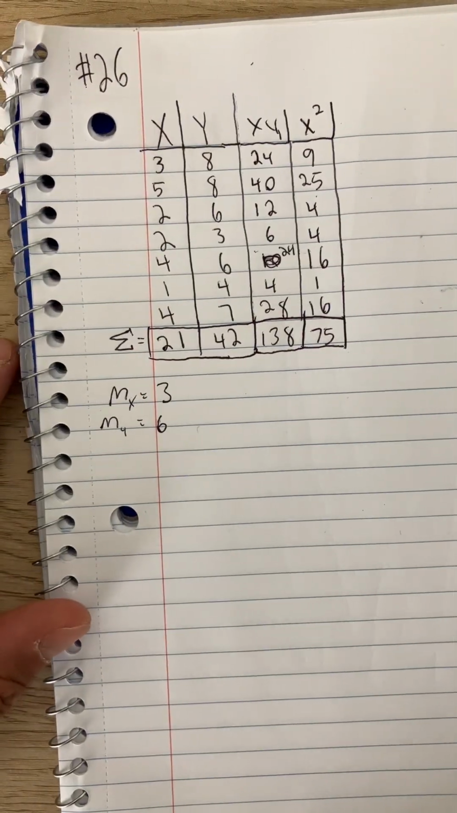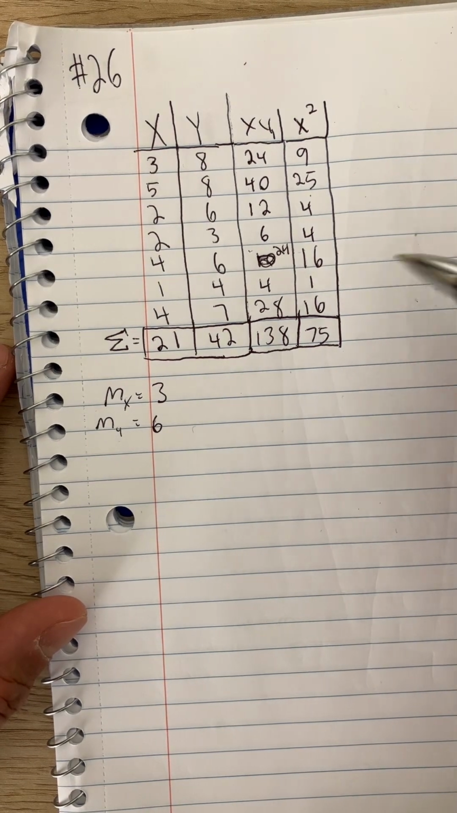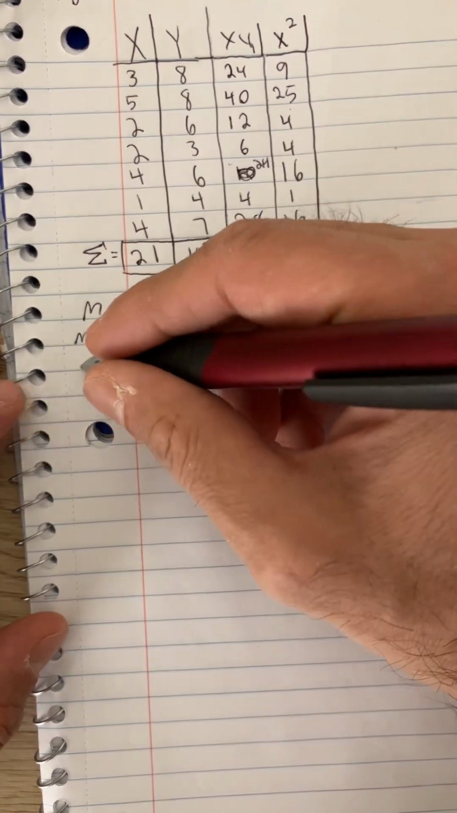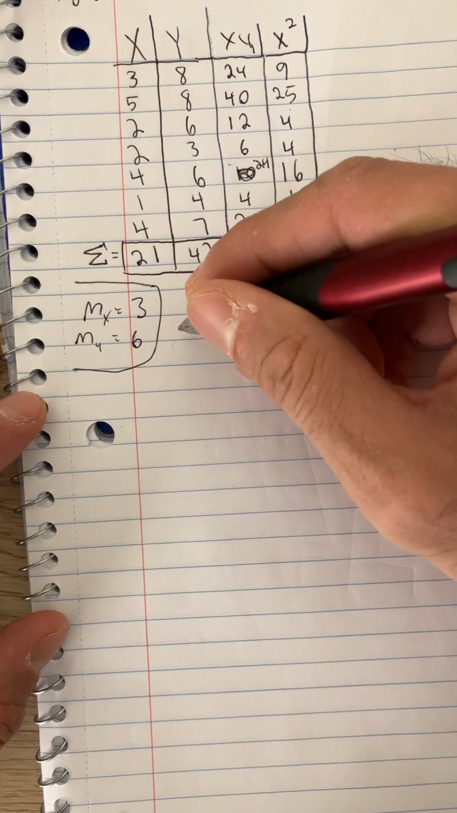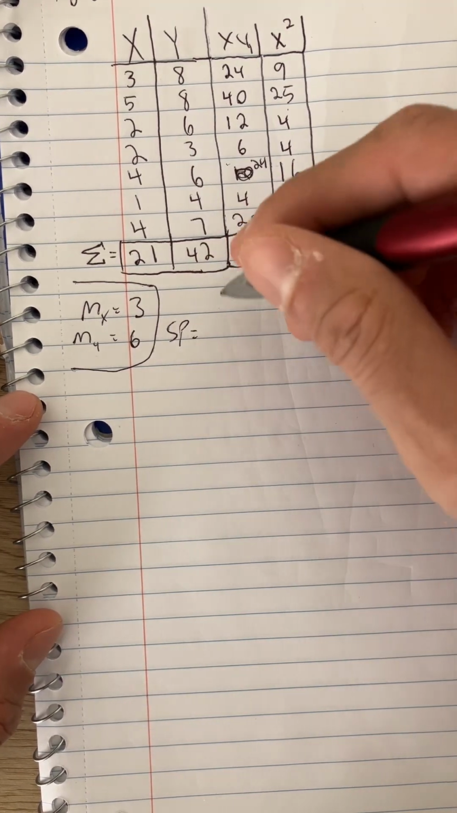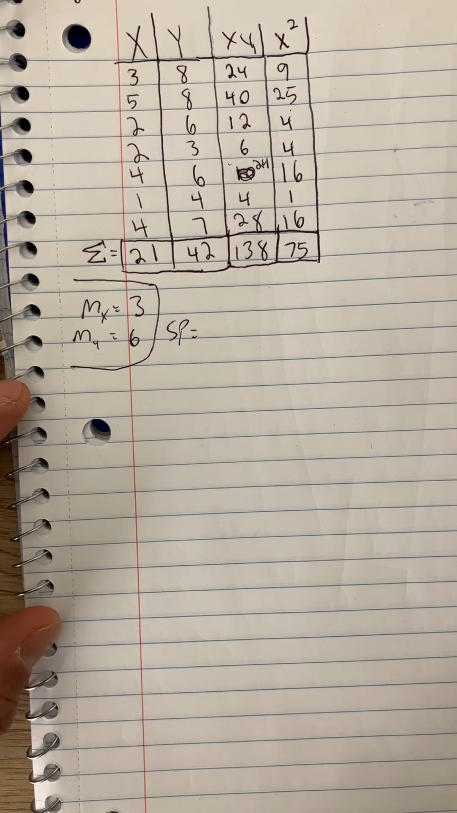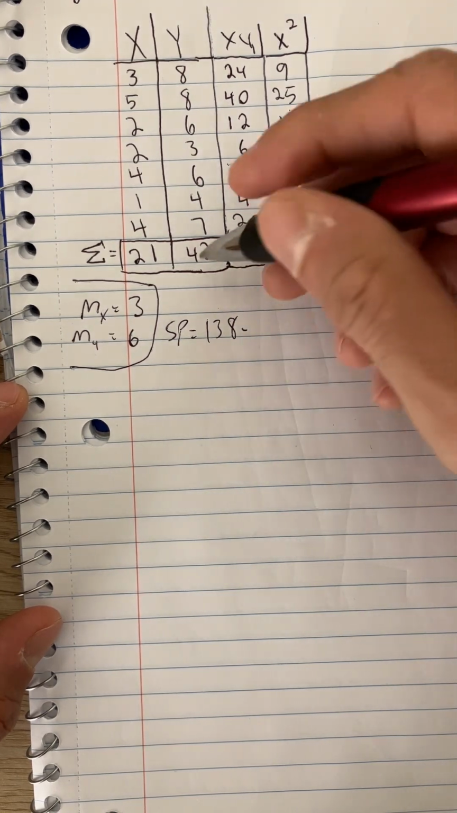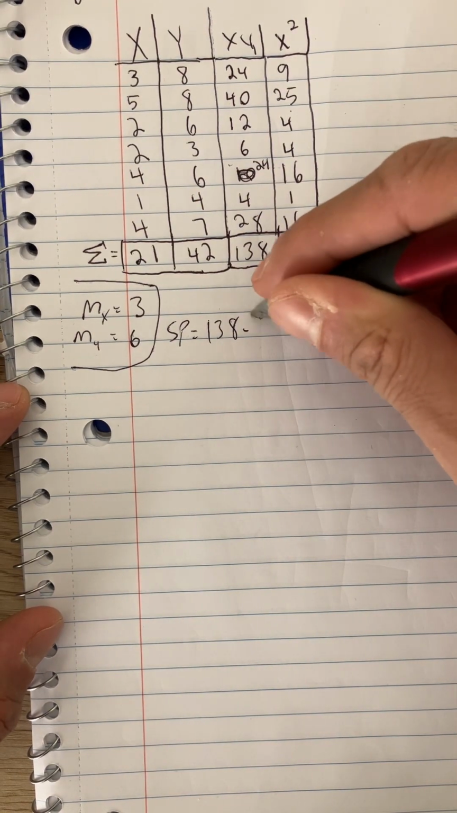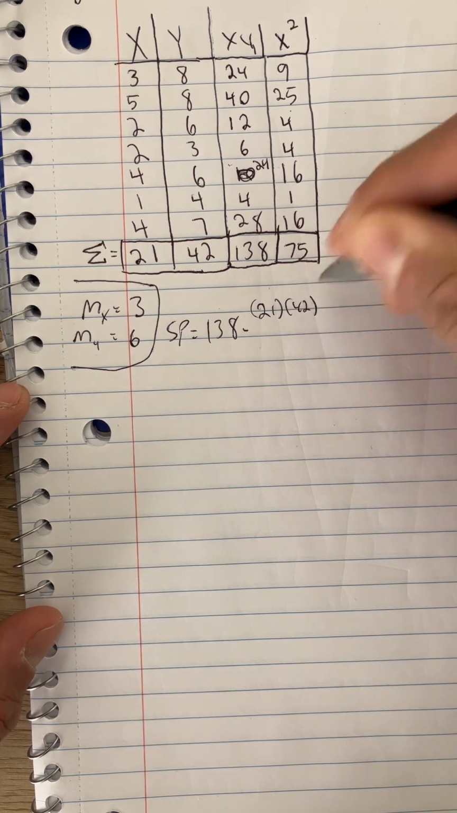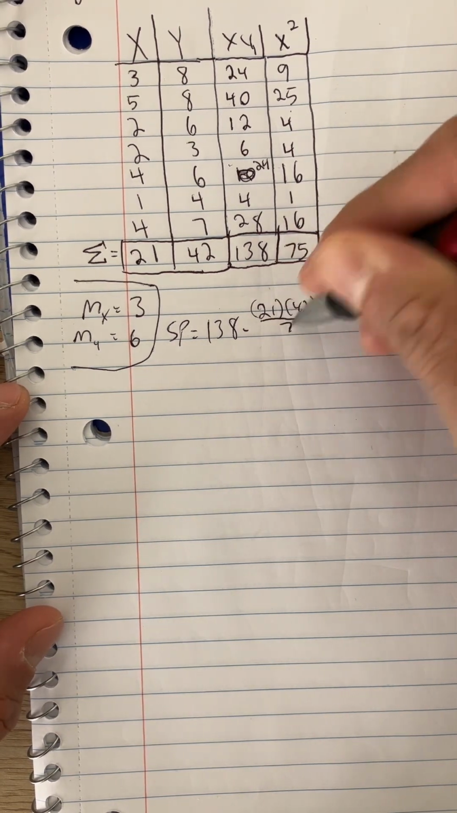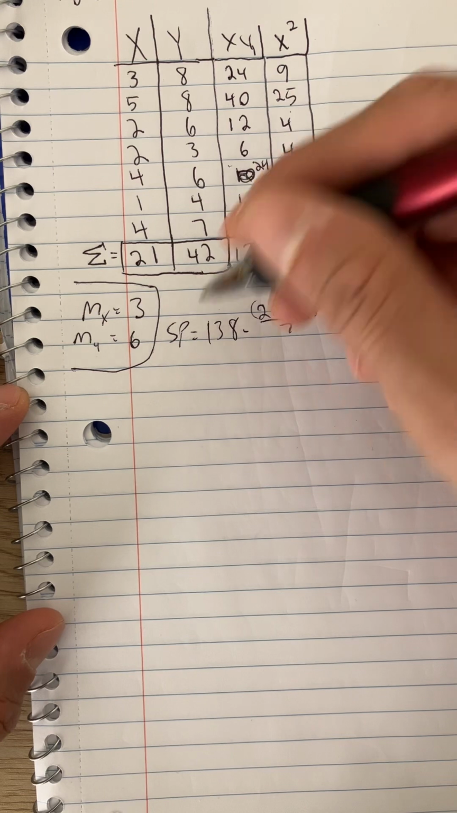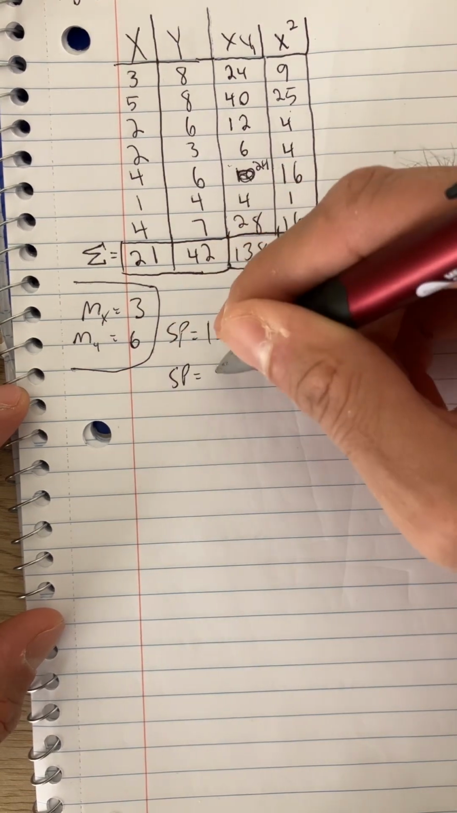All right, so we basically have the components that we need now for the sum of products and the sum of squares x. So let's work that out. Put a little box around this one. Let's do the sum of products. So that is the sum of the xy column, 138, minus these two, 21 times 42, the sum of the x and the sum of the y, over 7. So that should work out, I'm not going to do the calculations here, but that should work out to 12.